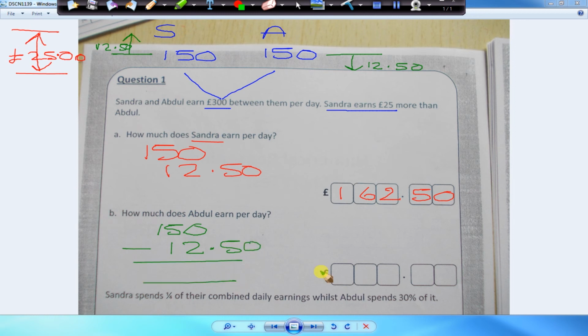Well done, thank you, Harun. Harun has given us an answer of £137.50, which he worked out mentally. Excellent. £137.50. Right, let's move on to the next question.